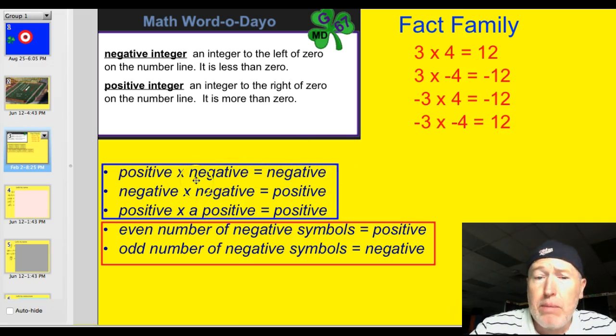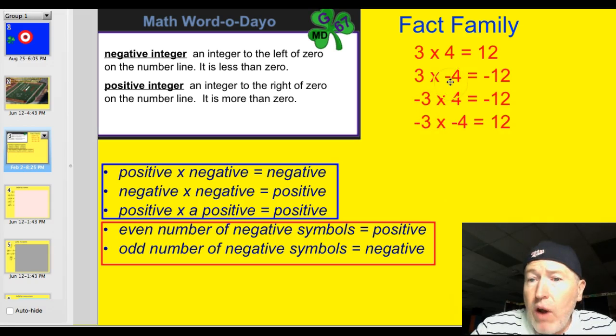If it helps you to remember that a positive times a negative equals a negative, a negative times a negative equals a positive, and a positive times a positive equals a positive, that's another way. Just to remember those 3 little sentences. I'm just not that smart, so I remember 2 sentences. I remember that if there's an even number of negative symbols, it's going to be a positive answer. So if you have 4 negatives you're multiplying together, that's going to be positive. An odd number of negative symbols is going to equal a negative.